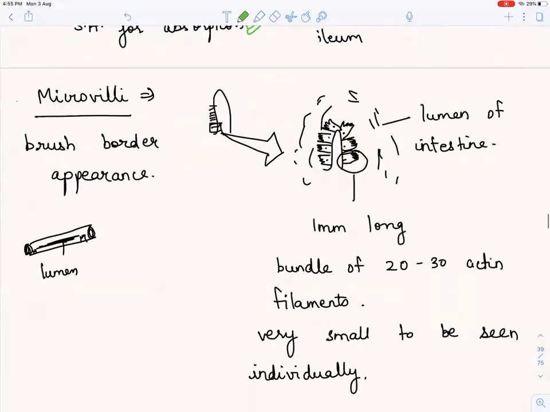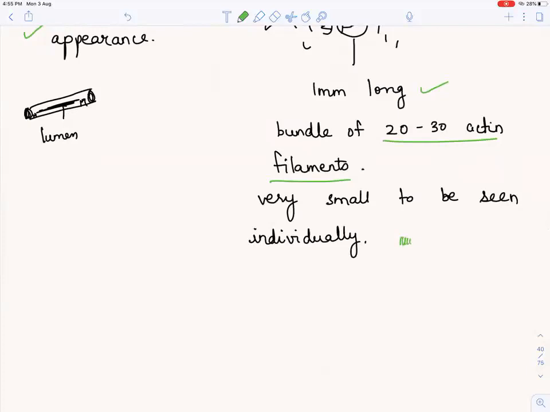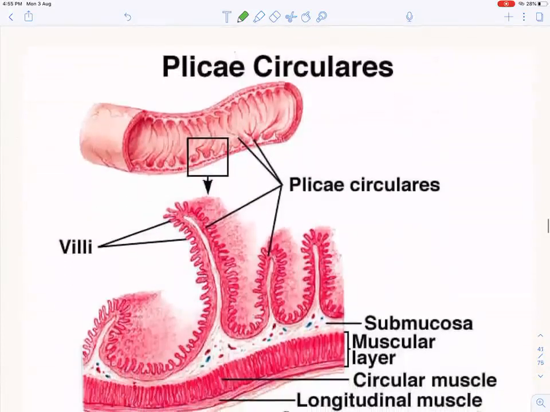Then we saw what microvilli are, and these microvilli give it a brush border appearance. They are around 1 millimeter long, and each is a bundle of 20 to 30 actin filaments. They are too small to be seen individually, and when we see them under a microscope, it looks as if there is a brush border. Then we saw these, which are another name for plicae, or Kerckring folds, or circular folds.